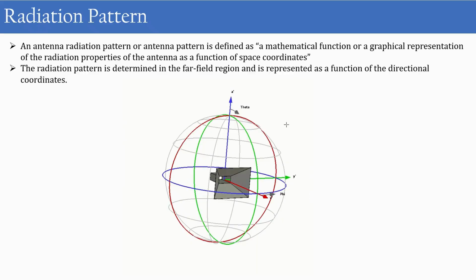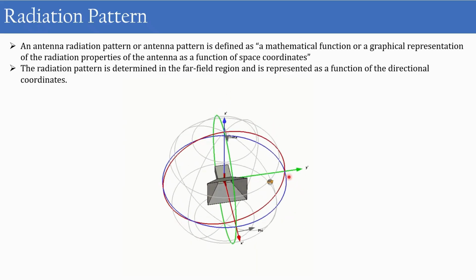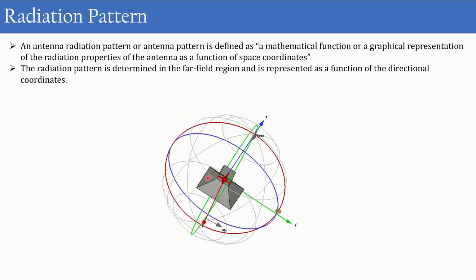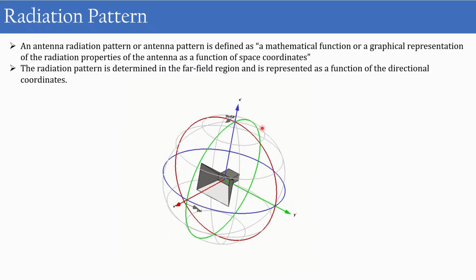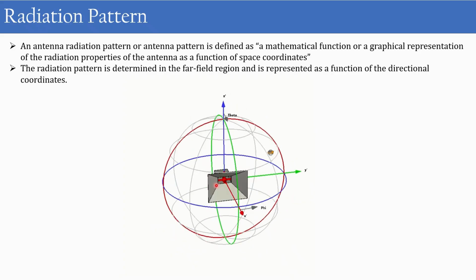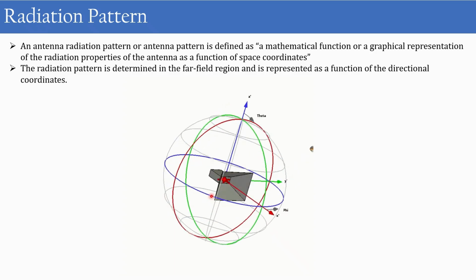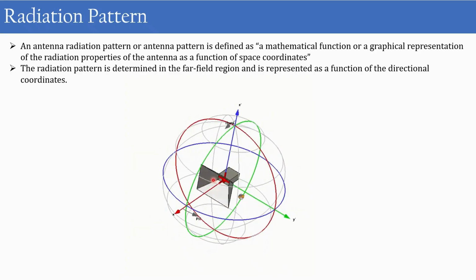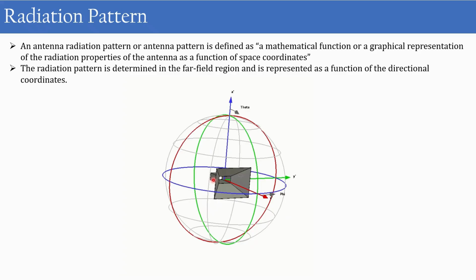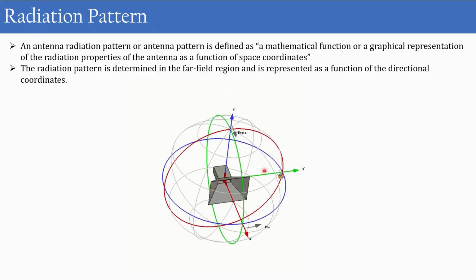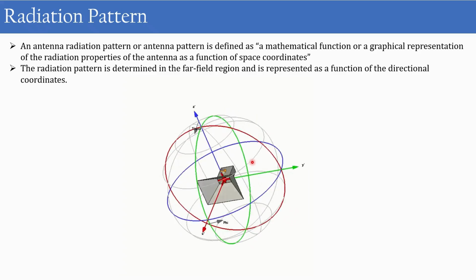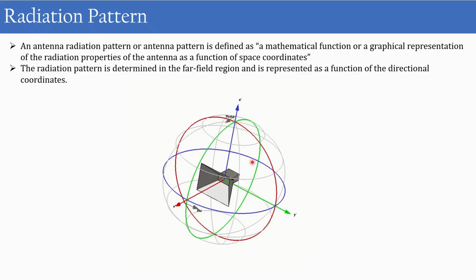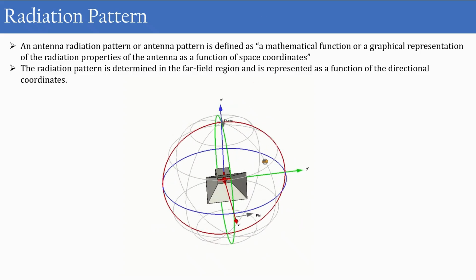So let's see. The radiation pattern of an antenna is defined as the mathematical or graphical representation of the radiation properties of the antenna as a function of space coordinate. So these radiation properties may include the field strength, power distribution, polarization. So it shows how the power or the field distribution is happening across all the 3D coordinate system. So that is meant by the radiation pattern. So we usually measure or plot the radiation pattern in far field regions.